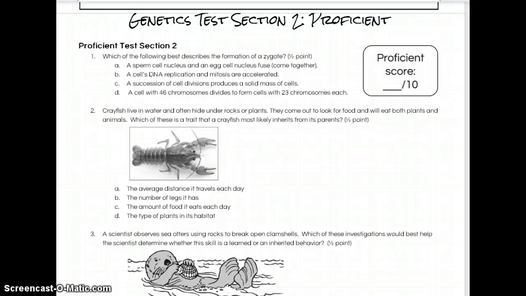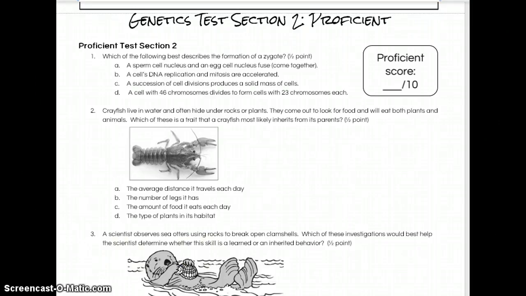A. A sperm cell nucleus and an egg cell nucleus fuse, come together. B. A cell's DNA replication and mitosis are accelerated. C. A succession of cell divisions produces a solid mass of cells. D. A cell with 46 chromosomes divides to form cells with 23 chromosomes each.